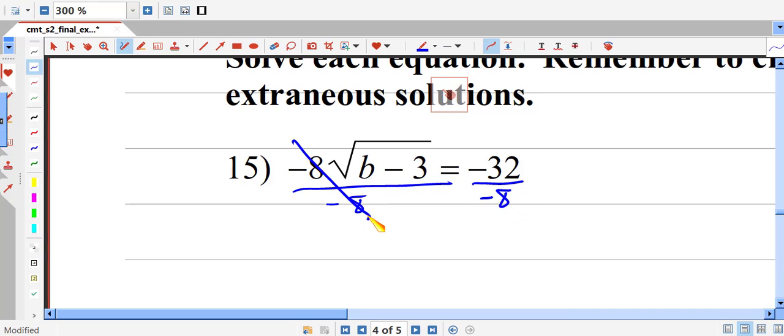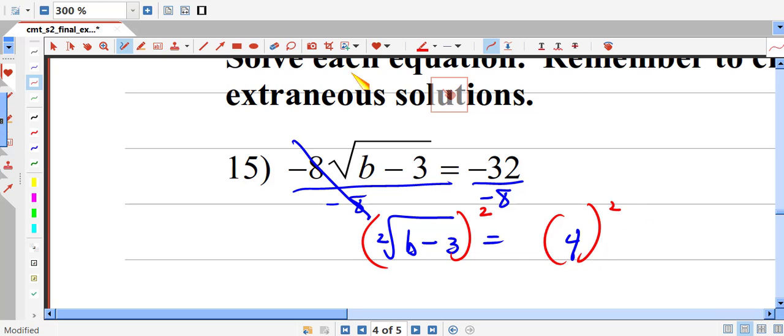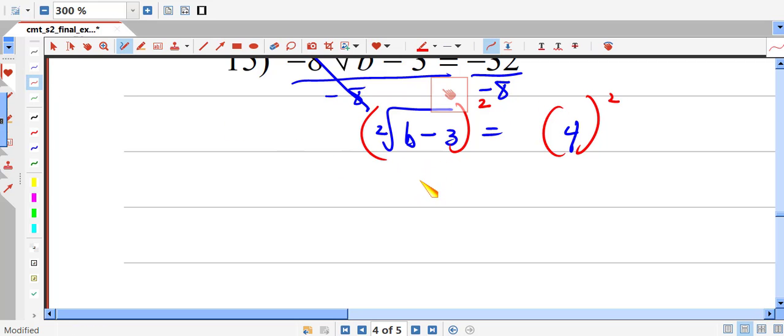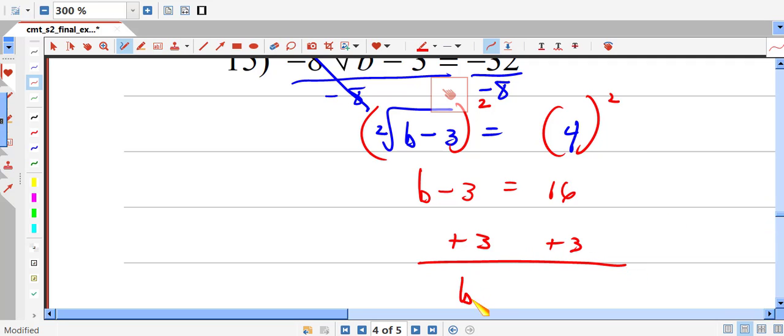So I'm going to divide by -8, and I get the square root of b minus 3 equals 4. So I'm taking the square root, and the reverse of taking the square root is squaring. So I'm going to square it, and I get b minus 3 equals 16. All right, and then I'm going to add 3 to both sides, and that gives me 19.